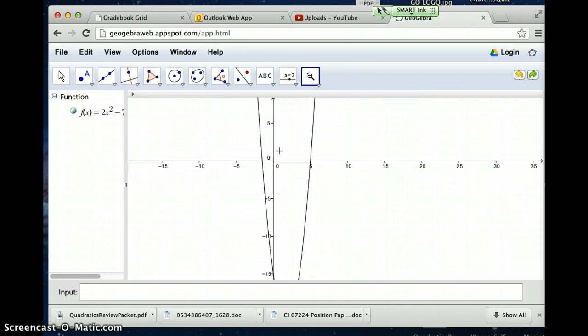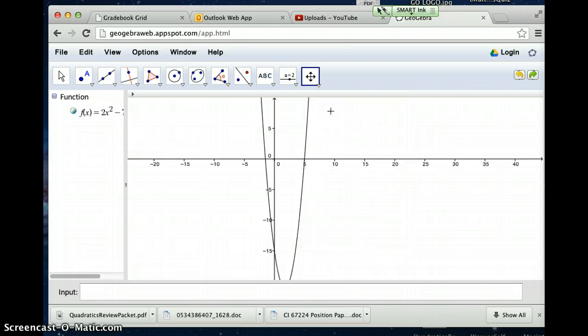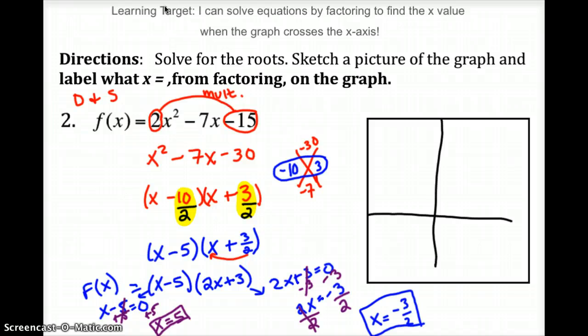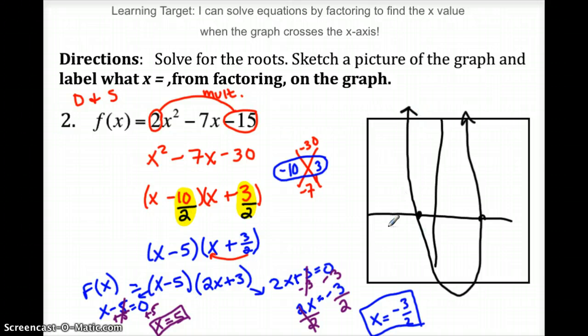So remember, kind of get this sketch in your head, because we're going to make one of our own. So then let's see. If I go grab my pen, it was negative 1.5 and a positive 5. So maybe something like this, but again, it was a long, skinny U shape, something like that. Not the greatest, but we get the idea. But I would like you to label, okay? X equals negative 3 halves. X equals 5. Cool beans.